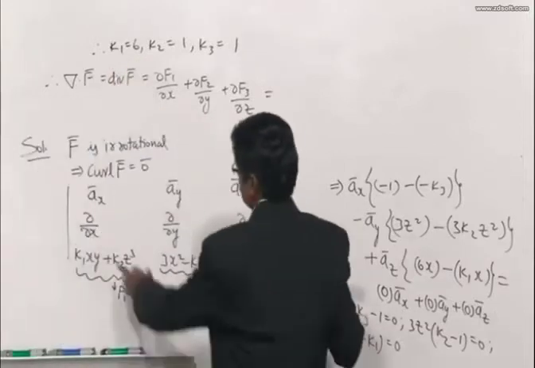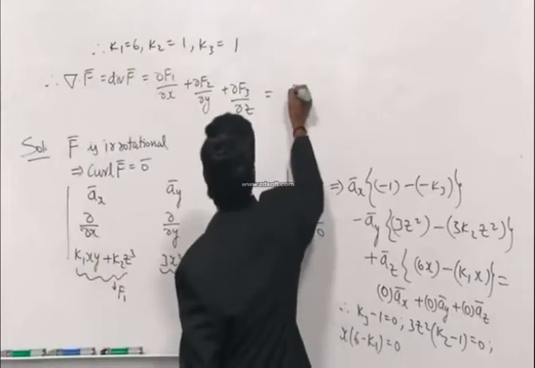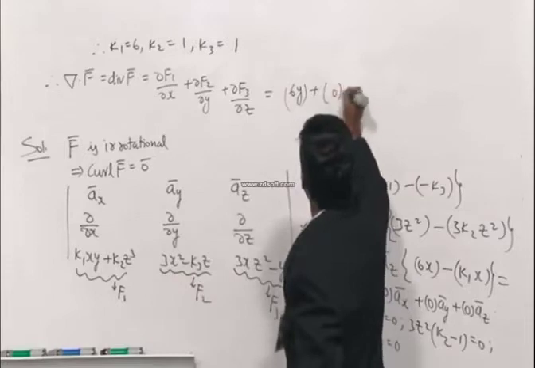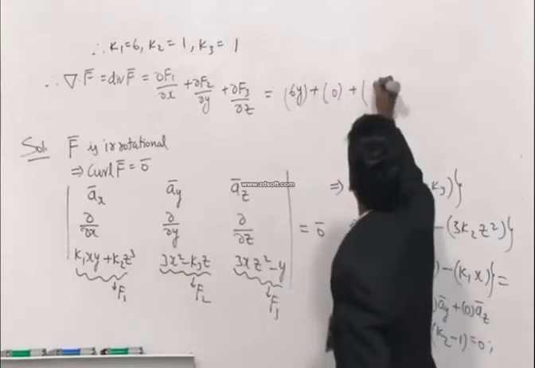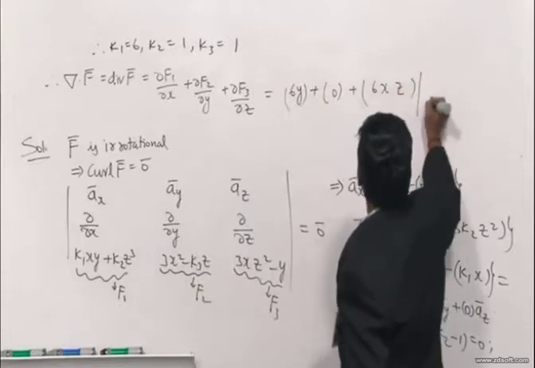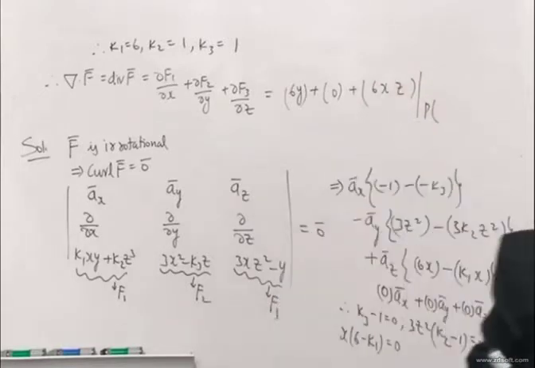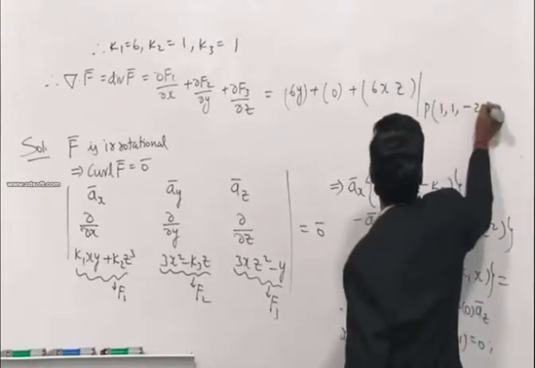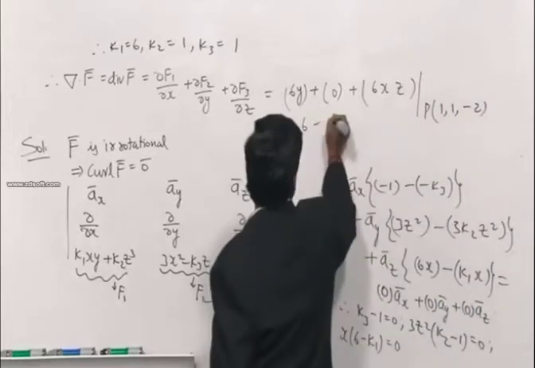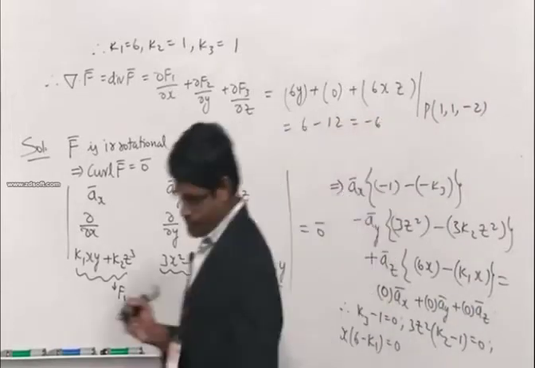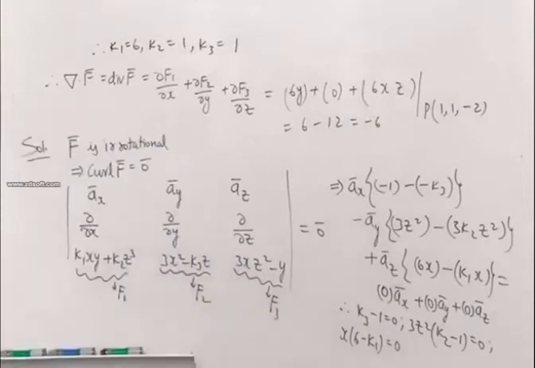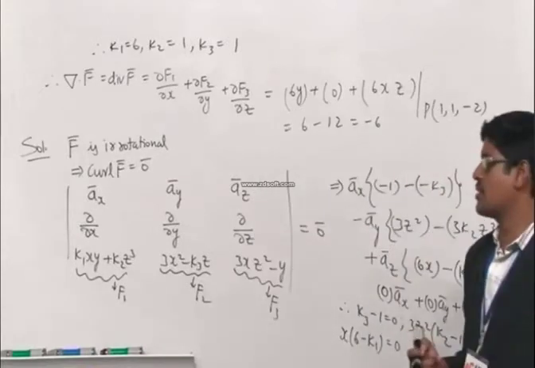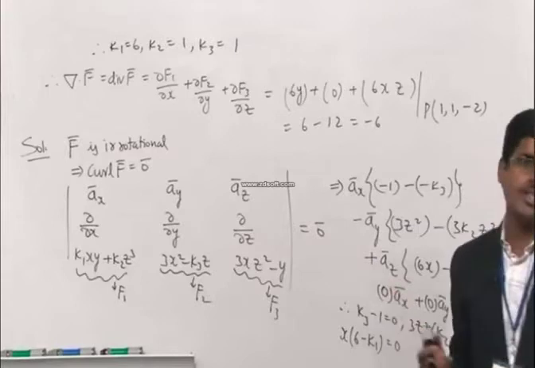So first, with respect to x, it means k1y, that is 6y, plus with respect to y this quantity 0, plus this quantity with respect to z 6xz, and the point where it is given is (1, 1, -2). So substituting here, 6 minus 12, answer minus 6. So two problems based on this individually, curl and divergence, are asked in GATE questions. I will be giving you along with answer if possible.